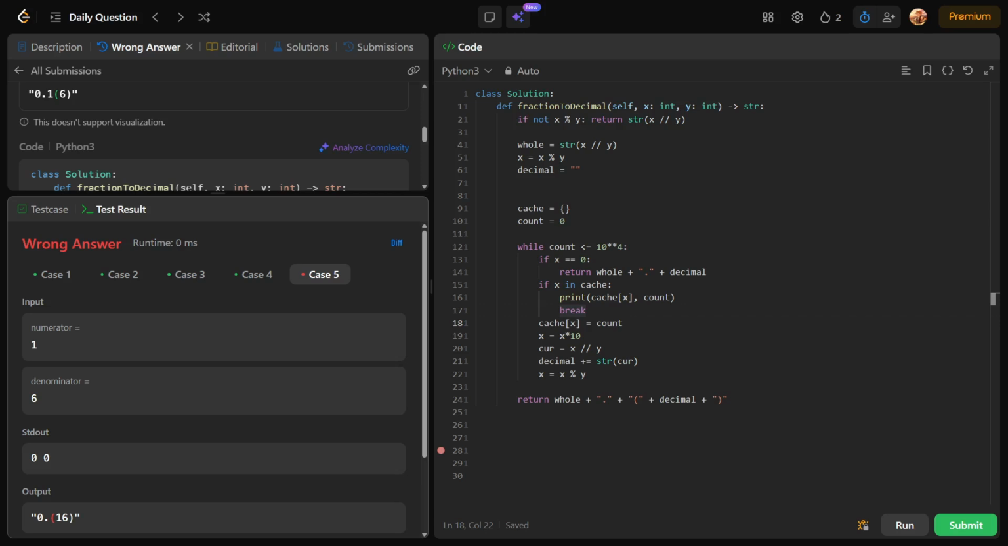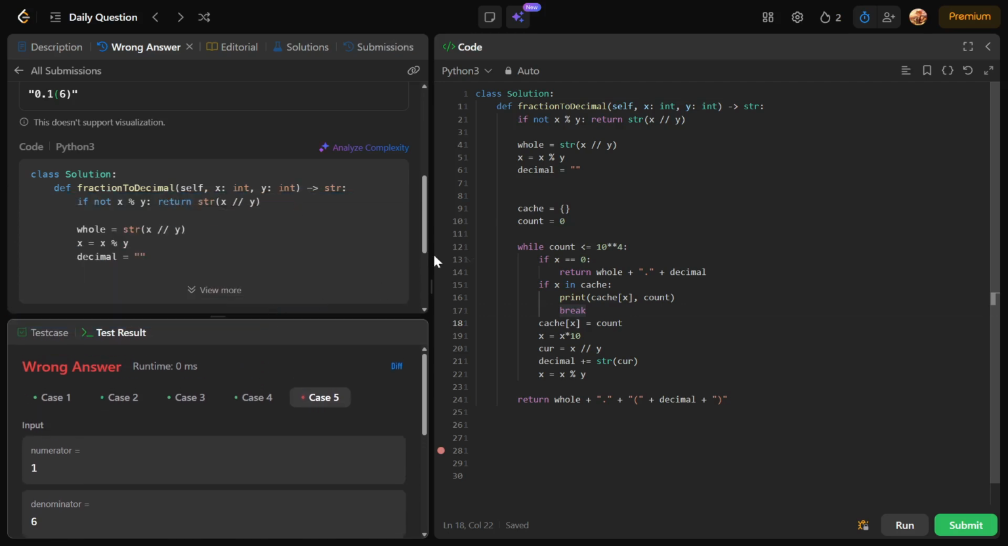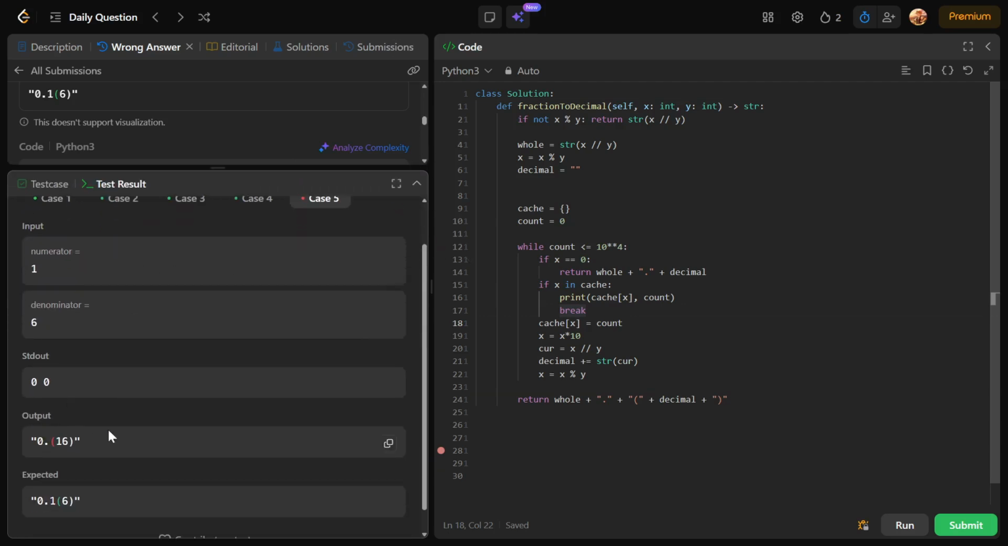Okay, I accidentally paused the video in between, but basically what I've done is, I'll explain it in the end after I get it. But let's see what's going on. Oh, I need to increment count as well. So count plus equal to 1.